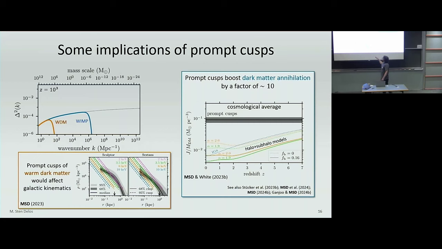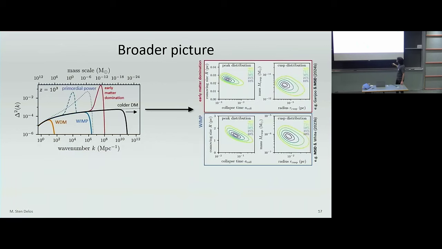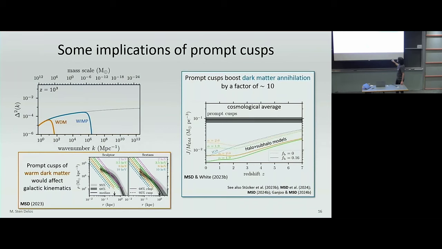Now, okay, we can go to larger smoothing scales and think about warm dark matter. The prompt cusps in warm dark matter models could affect galactic kinematics. So I'm showing an example here. These are observationally inferred density profiles of some classical dwarfs. And then I'm overplotting where we would expect the prompt cusp to be in these warm dark matter models. I should note that you can do better with ultrafaints, but you don't get plots that look as good.